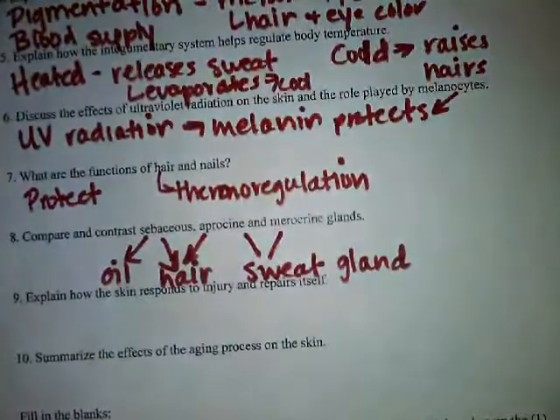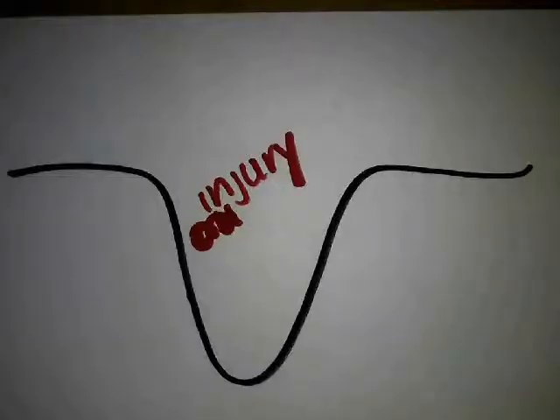Merocrine and apocrine are sweat glands. That's one thing that these two have in common. Merocrine, however, are just used for thermoregulation. They just cool the body.